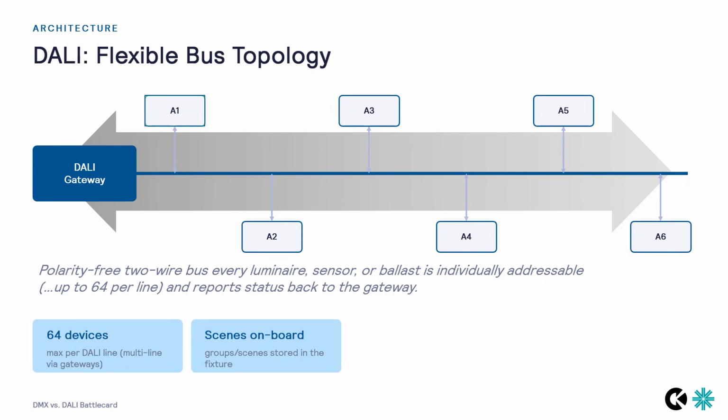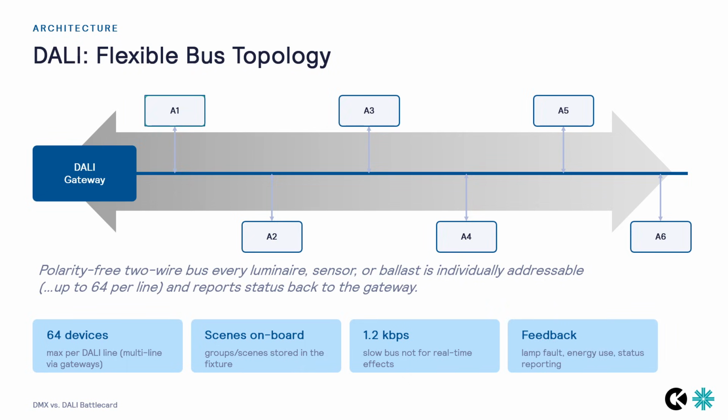DALI communicates at approximately 1.2 kilobits per second using a command-based architecture. Rather than continuously streaming updates to every device, the system sends commands and receives responses. That is an excellent approach for scheduled lighting, occupancy-based control, daylight harvesting, energy reporting, and other building management functions. However, it was never intended to support hundreds of independent color changes per second across large numbers of fixtures.